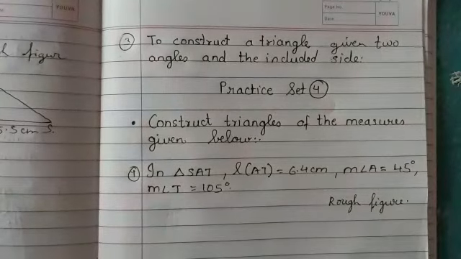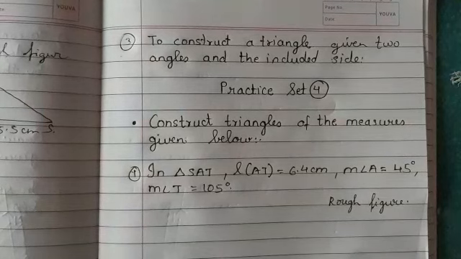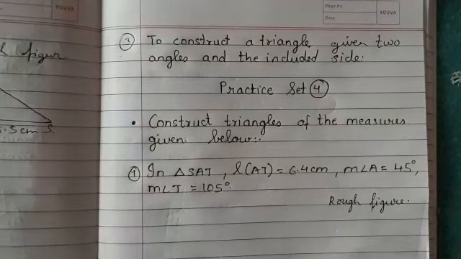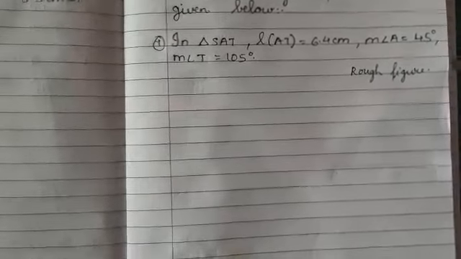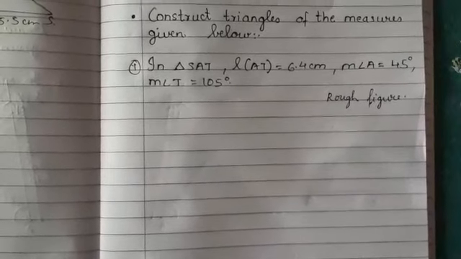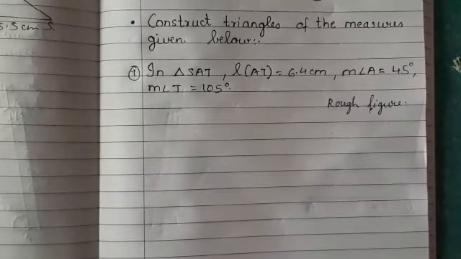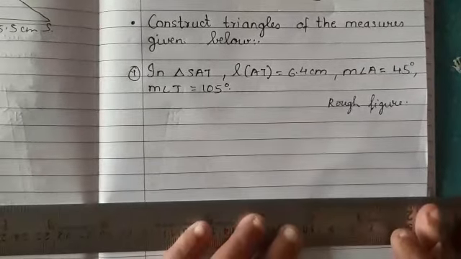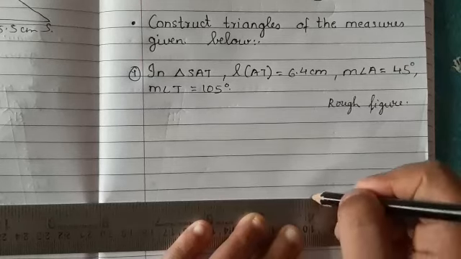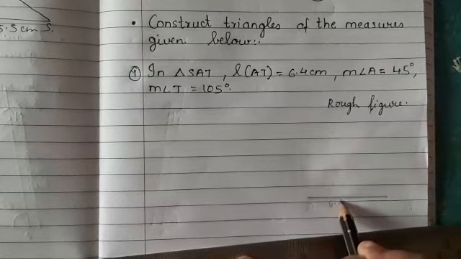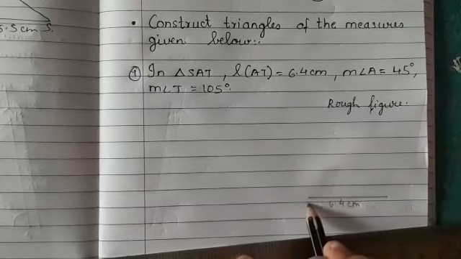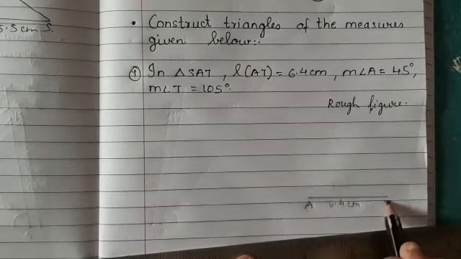So now we are going to first construct the rough figure. Okay, so we need a baseline and they have given us the measure of one line, that is length AT, isn't it, which is 6.4 centimeter. Okay, so first I will draw one line here in this way, whose measure will be 6.4 centimeter and name will be AT.